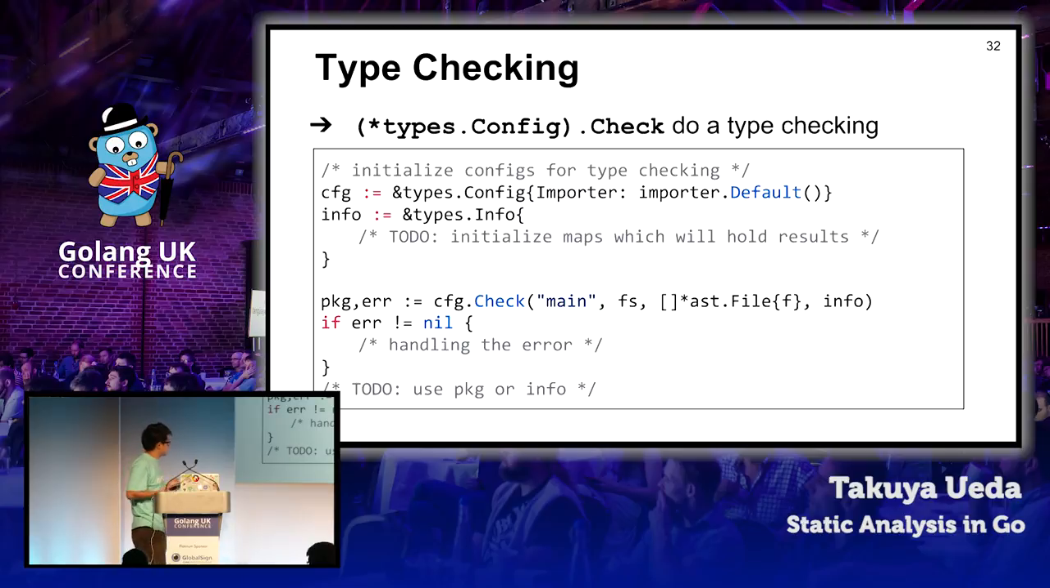The Check method receives four parameters. The first parameter is the package name, the second parameter is the file set, and the third parameter is the ASTs, which are passed from the source code. The last parameter is an output parameter, which holds the results of type checking. If you want to get the result of that type checking, you should initialize fields of the types.Info. The Check method returns the package info and an error.